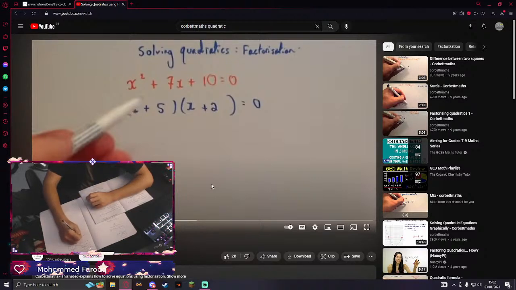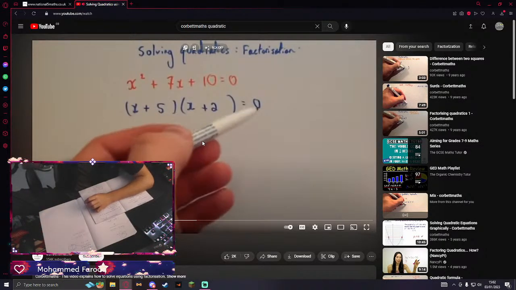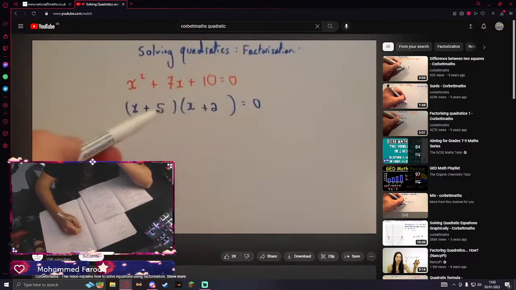x squared plus 7x plus 10 equals 0. I can bracket x plus 5, x plus 2. See, that works out a lot easier and it makes sense. And we're multiplying the brackets and we get 0. Now if two things multiplied together give you 0, one of them has to be 0.